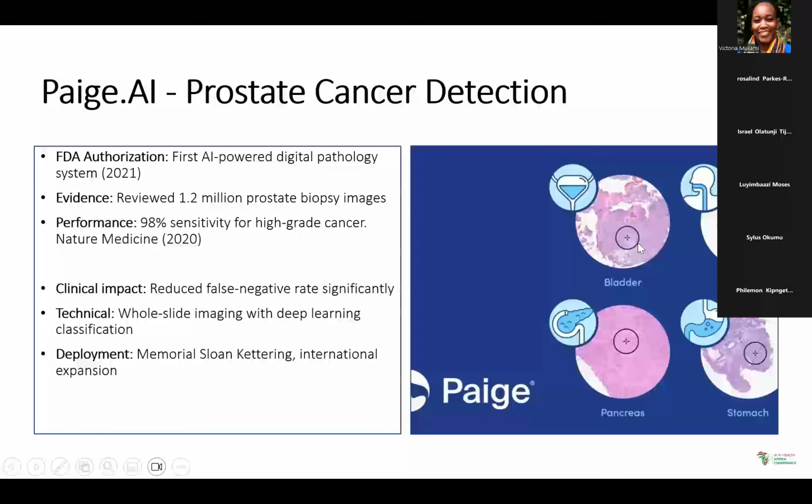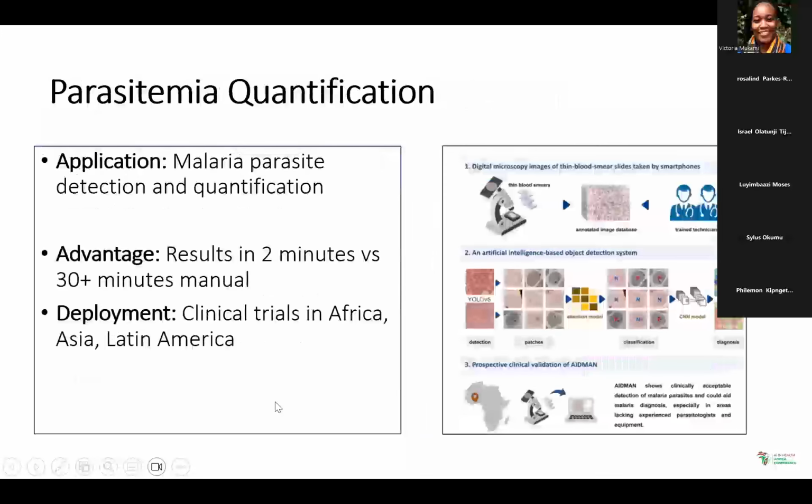But they now have used it for different diseases as well. So stomach, esophagus, and pancreatic cancers. Closer to home, parasitemia quantification for malaria is another interesting area of work. And there are a few tools. AIDMAN is one of them, but there are a few tools that have shown results.